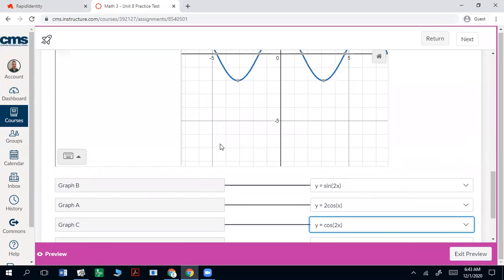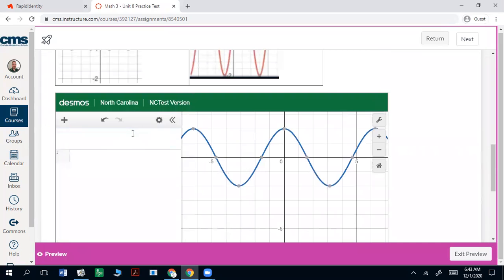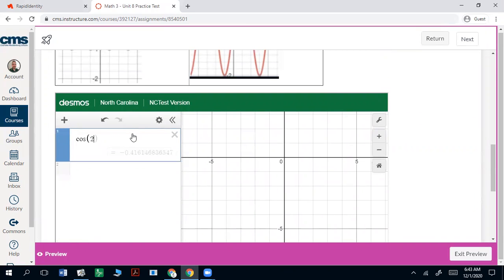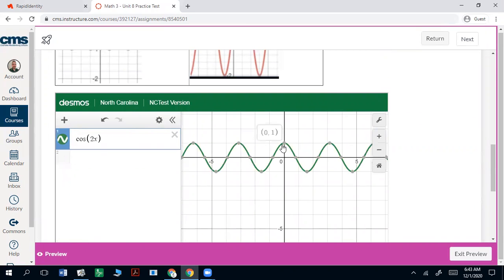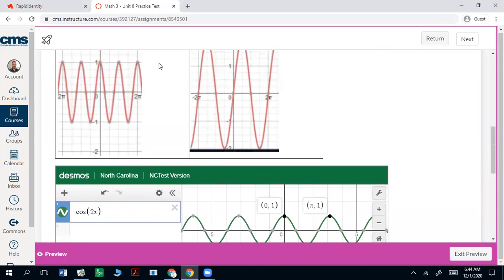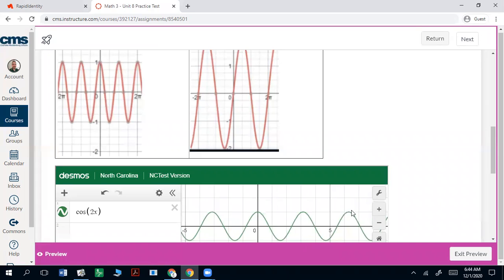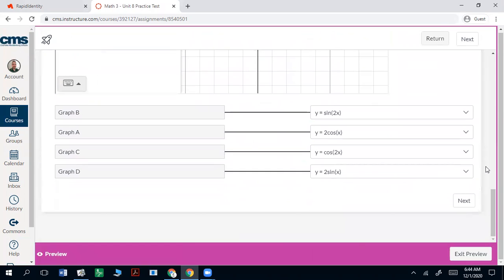Let's check that out. Let's look at our peak, 1. Our next peak is at pi. That peak is halfway between 0 and 2 pi, so that's going to be pi. So the second peak is 2 pi, which is exactly what we want right there. So that should be your matching up. Careful, make sure that your letters match up the right functions here. Pause that so you can get those.